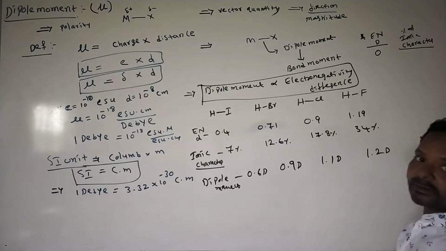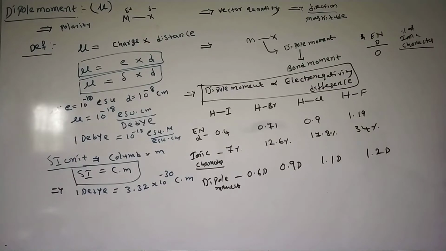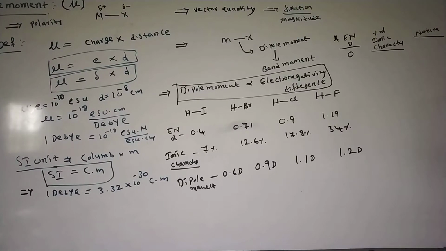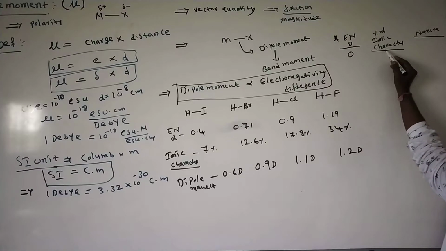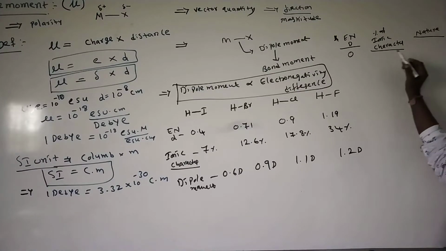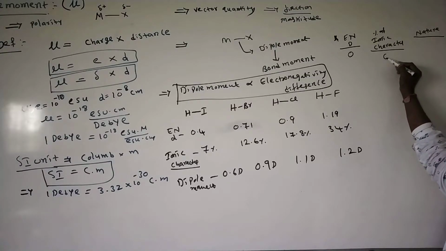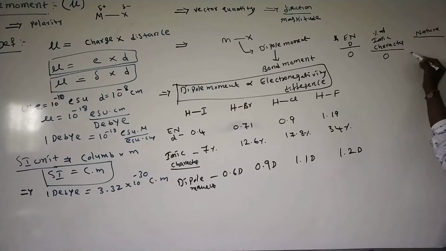Percentage of ionic character and nature, especially the electronegativity difference. Mainly it also depends on the percentage of ionic character and nature of the molecule. If the electronegativity difference is zero, the percentage of ionic character is also zero. That molecule is a pure covalent bond.